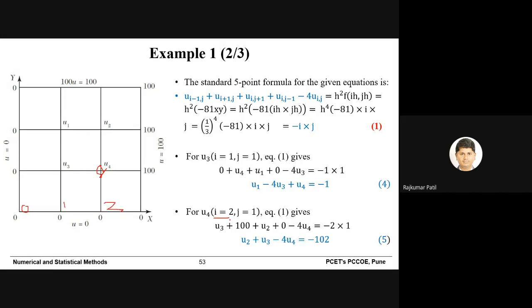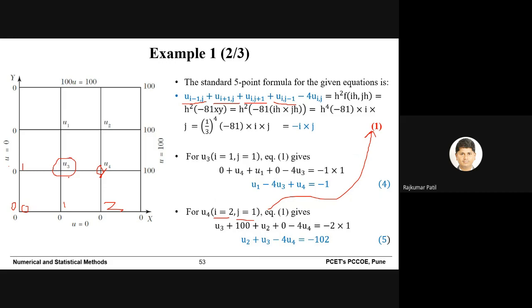So therefore i is 2, and j will be 1, because this will be 0 and this will be 1. So j will be 1. Then again we will go back to equation number 1, where you need to find out u(i-1,j), u(i+1,j), u(i,j+1), and u(i,j-1), and that you can see in the figure as well.